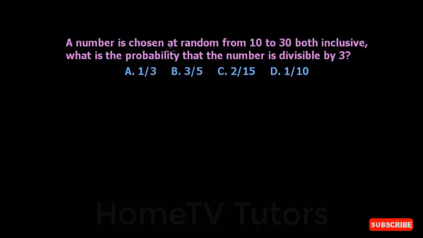A number is chosen at random from 10 to 30, both inclusive. What is the probability that the number is divisible by 3? Let's write out the total numbers from 10 to 30.